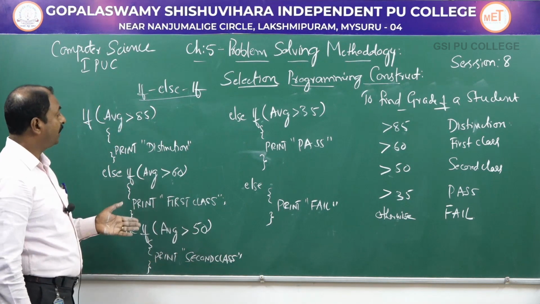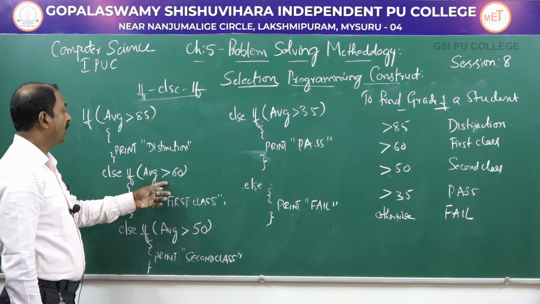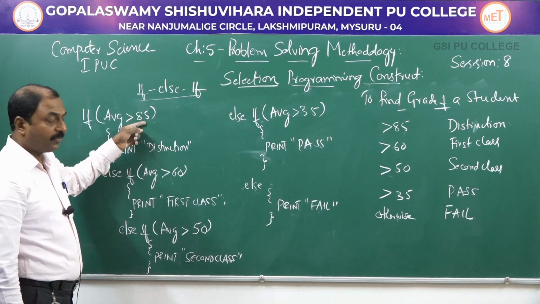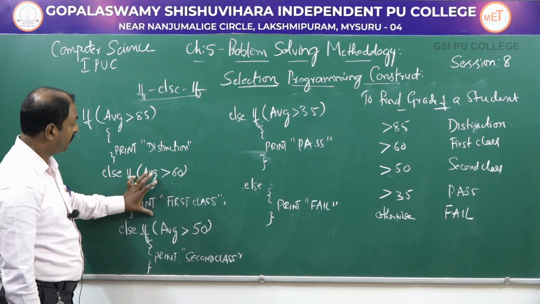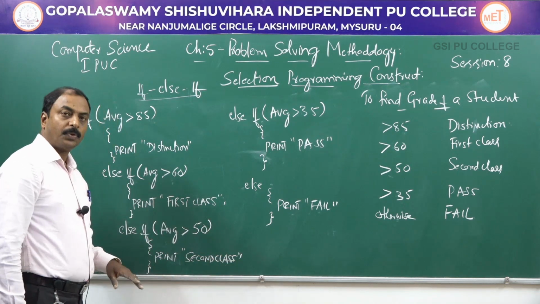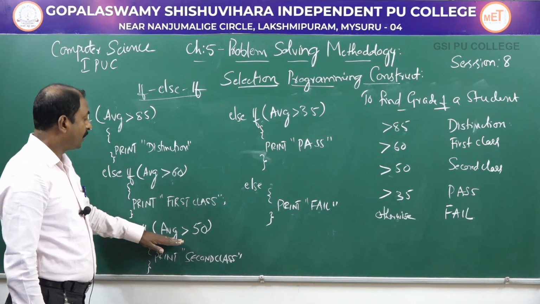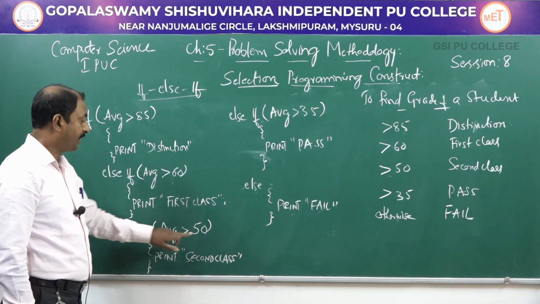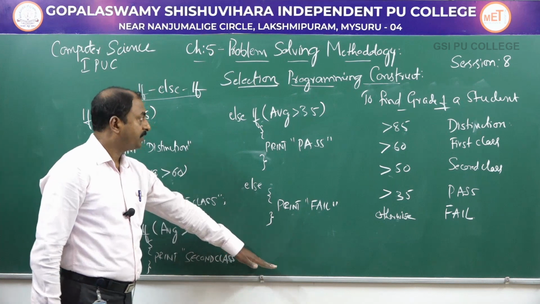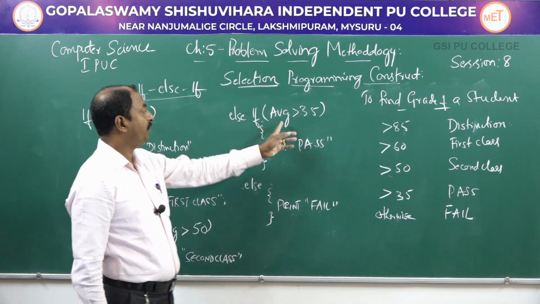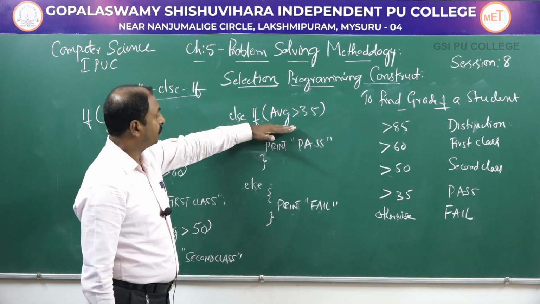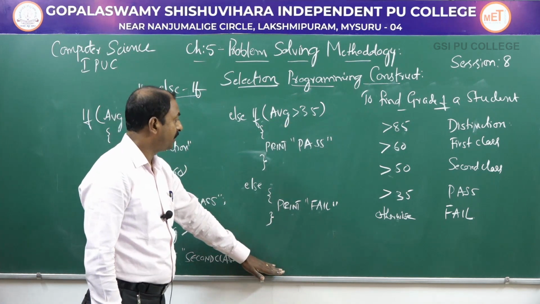Here in this example, if you enter the average marks as 70, it is above 70, it cannot be above 85, so it executes this condition and prints first class, and comes out of it. Suppose you enter average marks as 55, 55 is greater than 50, it executes the statement and comes out of if else if. Similarly, if the average marks you have entered is 40, 40 is greater than 35, true, it executes this and comes out of if else if.